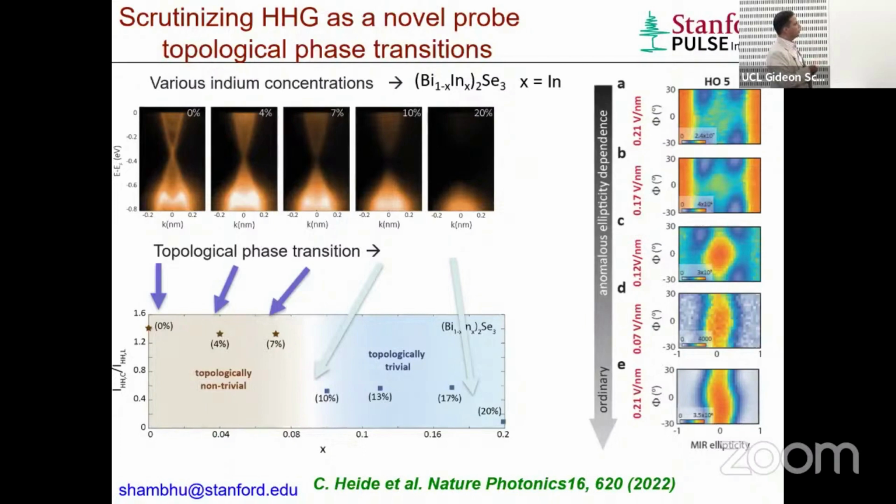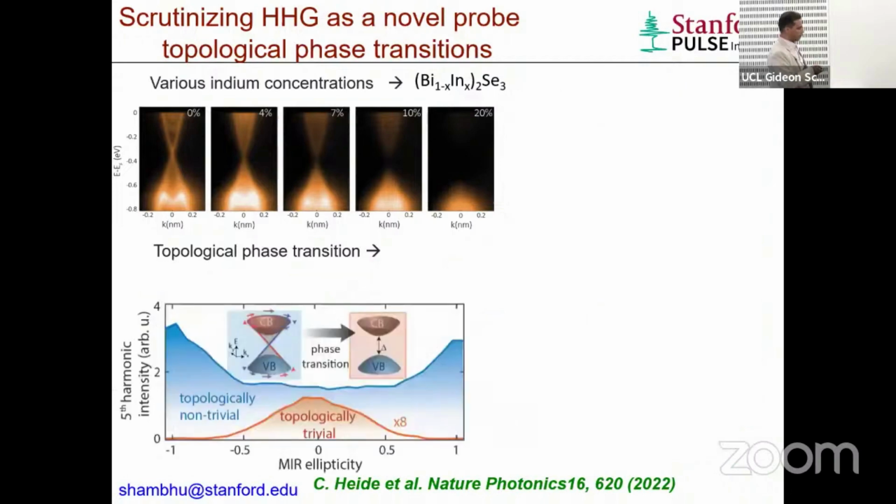So we check the same material systems and do harmonic generation, and we plot the ratio of the circular to the linear field harmonic intensity, and you can see, as you increase the doping, there is a pretty nice phase transition going from this non-trivial to trivial phase, as shown from this harmonic response. This is probably a more obvious plot.